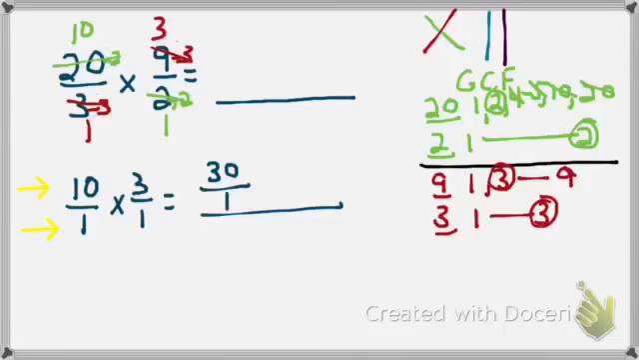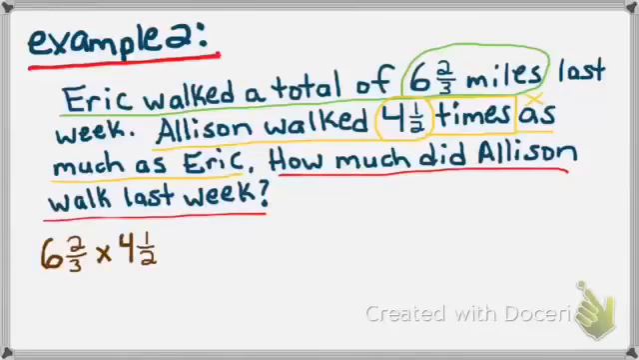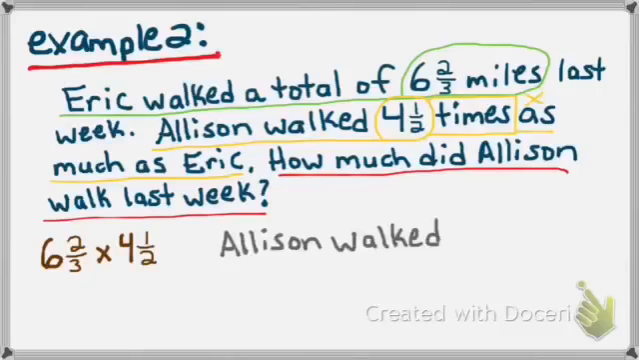I have 30 over 1, and we know that anything over 1 is itself, so that equals the whole number of 30. When we go back to our original problem, since it was a word problem, the question says, how much did Allison walk last week? Allison walked 30. What's the unit?